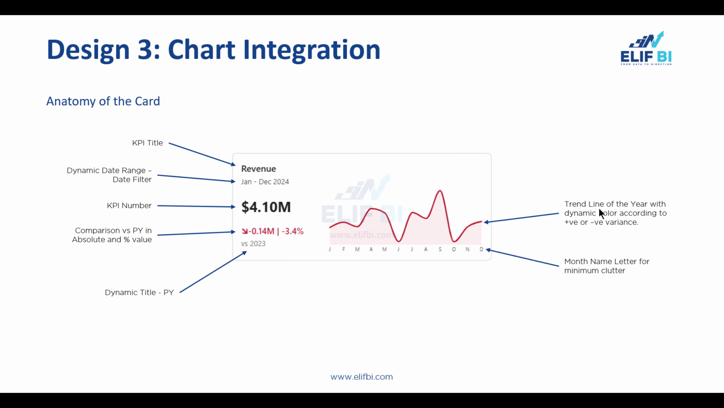Here we have got the trend line of the year with the dynamic color that will change according to the positive or negative variance, which is this variance, and the month name only with the letter for the minimum clutter. But hold on a minute, that's not going to be the end, because we are going to change a lot of things in this visual. So please watch the video completely to see how we can improve this visual. Let's go to Power BI and start building it.